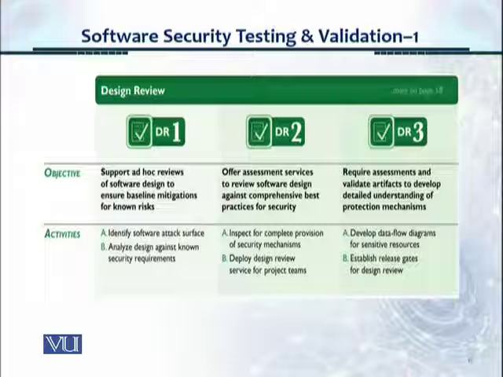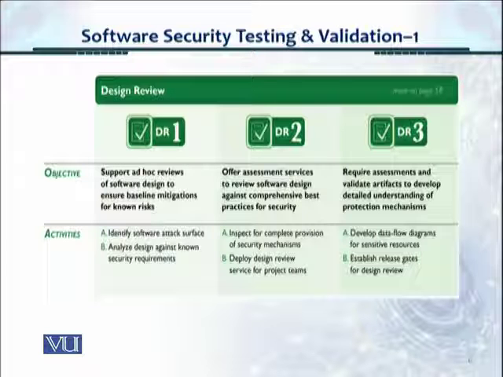deploy design review service for project teams. The third objective for design review is require assessments and validate artifacts to develop detailed understanding of protection mechanisms. And then you have two activities: develop data flow diagrams for sensitive resources and establish release gates for design review. And each of these terminologies is explained in detail in the SAM document.